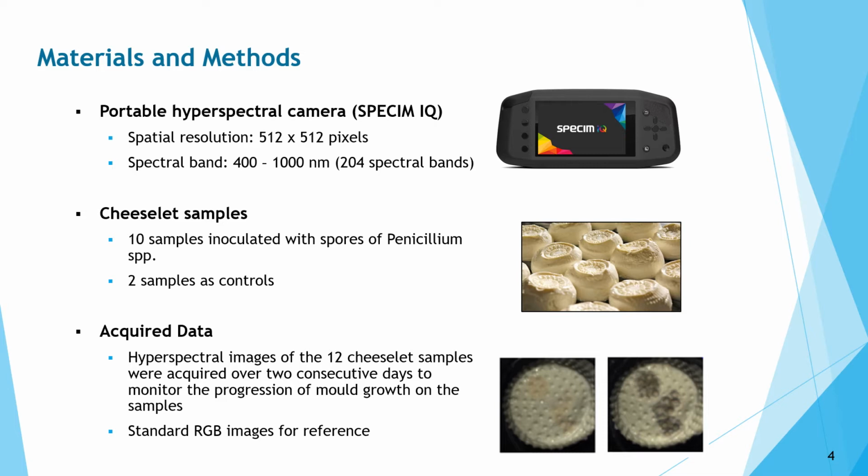The cheeselet samples we considered consisted of 10 samples that were inoculated with spores of Penicillium and 2 samples that were used as controls. Eventually, we acquired hyperspectral data from these 12 cheeselet samples, both the inoculated samples as well as the controls, over a number of days. The idea here was to monitor the progression of the growth of mold on these samples. For reference, we also acquired corresponding standard RGB images.